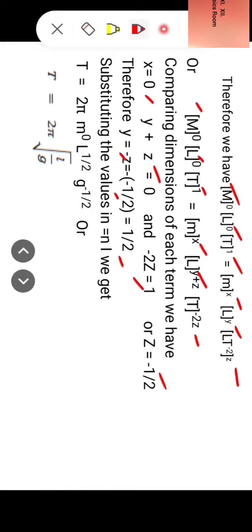Now, substituting the values in equation 1, we get T is equal to, for K we have 2 pi, m power 0, L power half, G power minus half, or T is equal to 2 pi root L by G. So this way we can derive the expression of time period of simple pendulum T equal to 2 pi root L by G using dimensional equations as an application of dimensional equations.